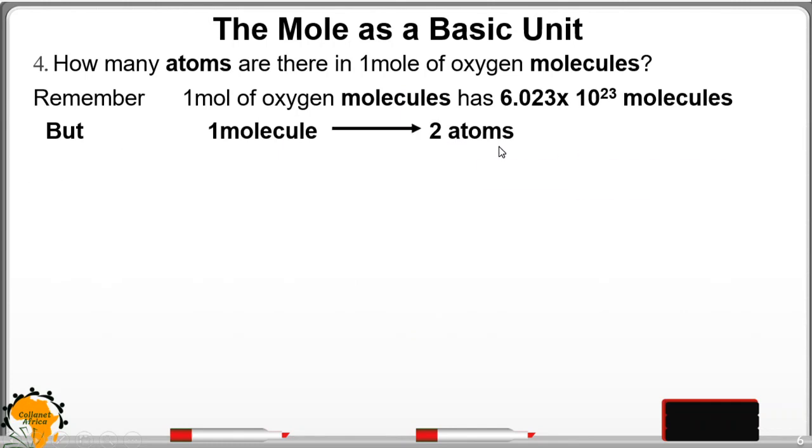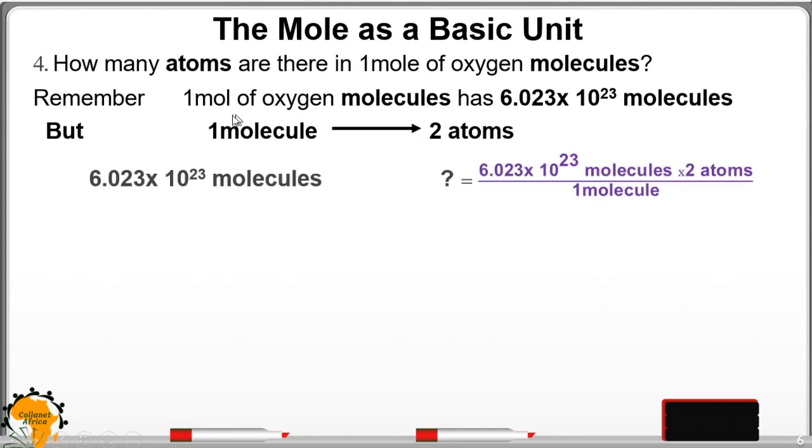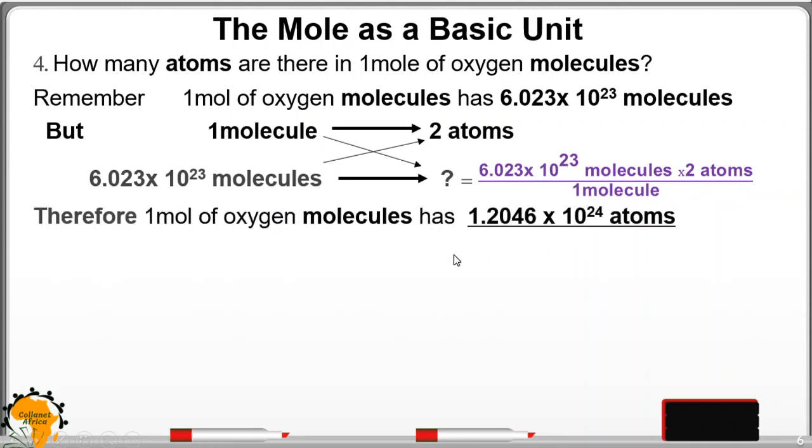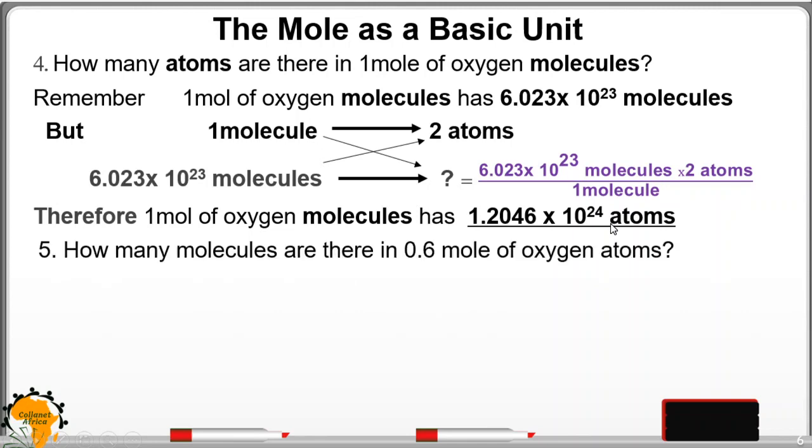Therefore, we put the molecules on the molecule side and then we do a cross multiplication to get this number of atoms. So we cross multiply and we get the number of atoms as 1.2046 times 10 to the power 24 atoms.